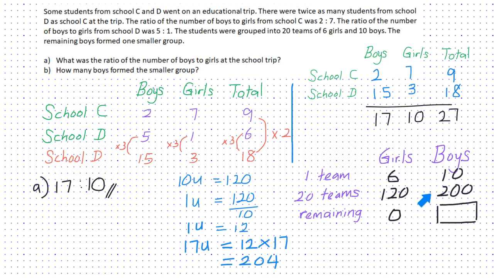However, only 200 of them were put into the larger teams, and the remaining formed a smaller group. So 204 minus 200 is 4. So the number of boys that formed the smaller group would be 4.